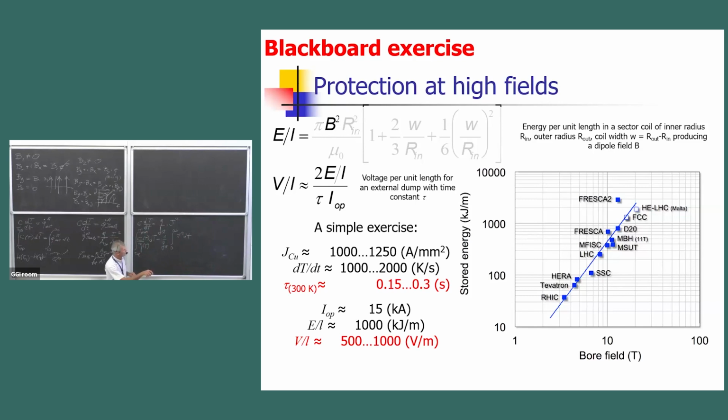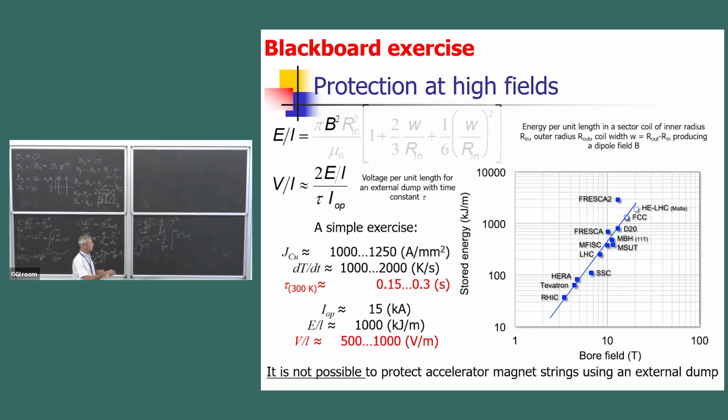So that means that tau is of the order of a few hundreds of milliseconds. And then with those values, you end up with voltages required to extract the energy of the order of a kilovolt per meter of magnet. Okay, let's pause a second. A kilovolt per meter of magnet. Take the LHC, there's 18 kilometers of magnets. A kilovolt per meter times 18 kilometers is a lot of volts.